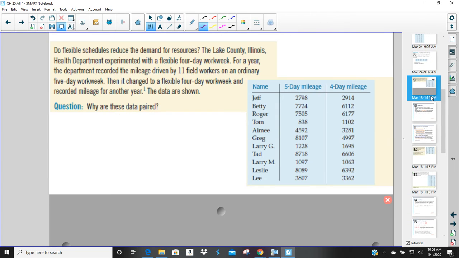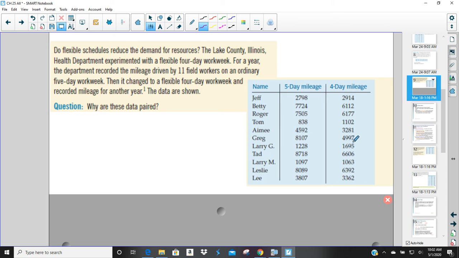Let's look at this one. Do flexibility schedules reduce the demand of resources? They're saying that they're trying to implement a 4-day work week. They're talking about the miles driven by field workers, people who have to go out in the field, whether they're salespeople or whether they're fixing things or whatever. And they have to check on their mileage.